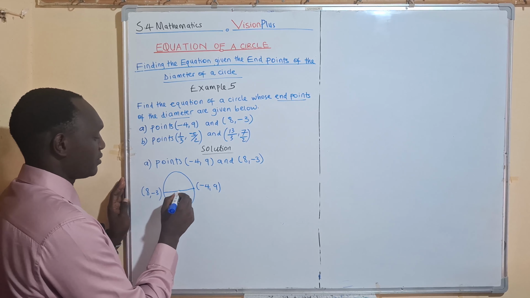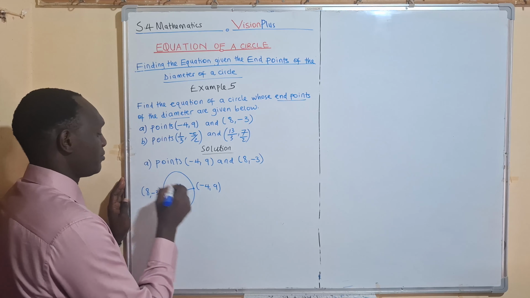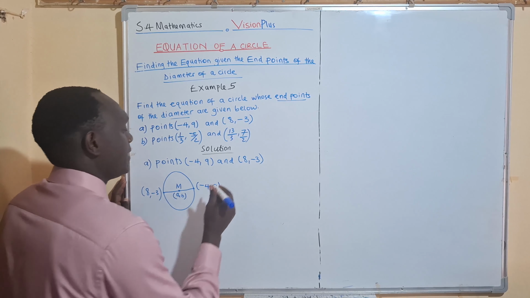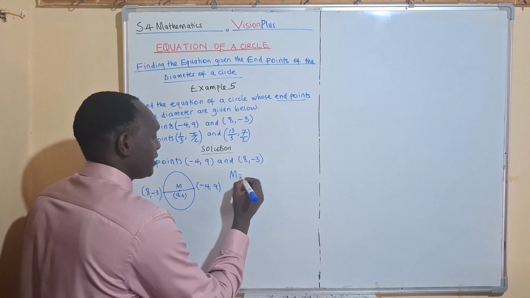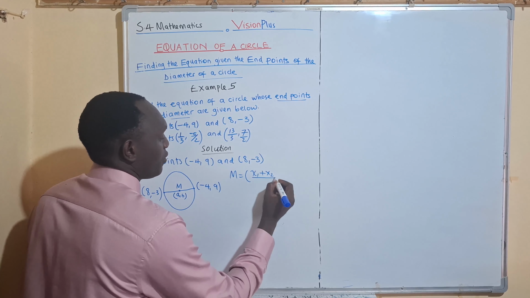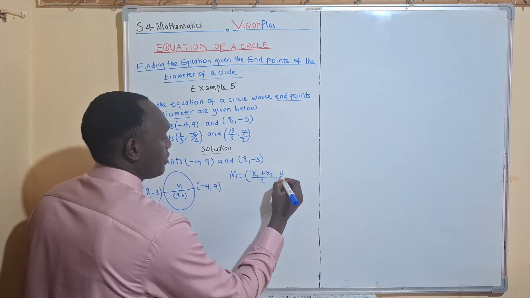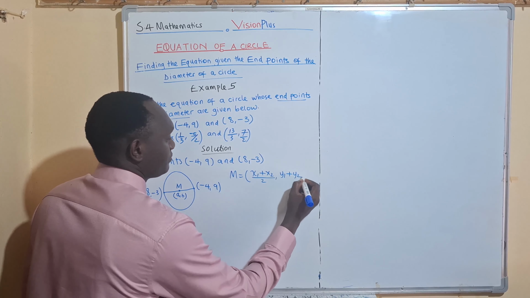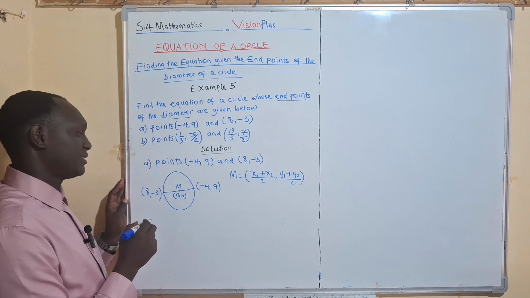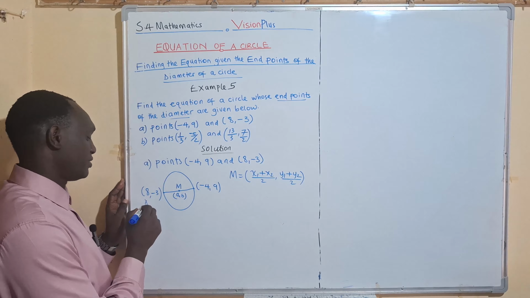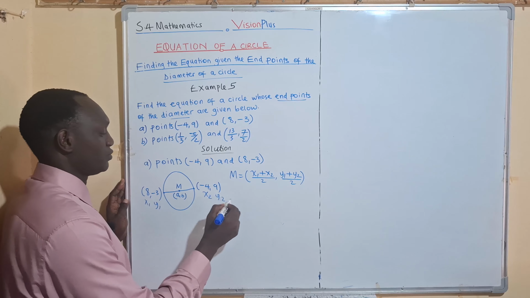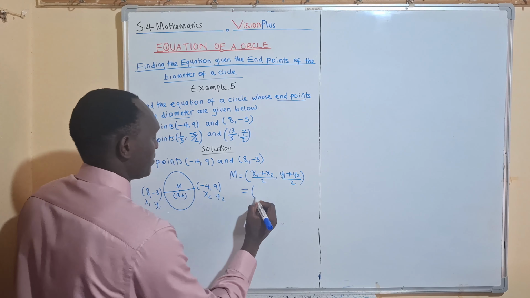For us to get the coordinates of the center, we need to get the midpoint of the endpoints of the diameter. The midpoint is given by (x1 plus x2 over 2, y1 plus y2 over 2). Name these points the way you want: call this x1, y1 and x2, y2. Then we substitute in this formula.